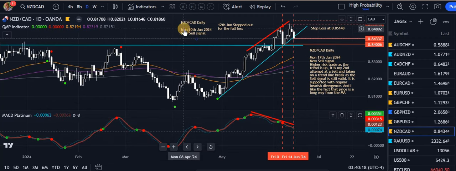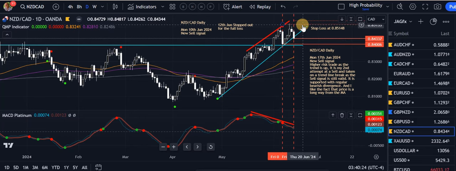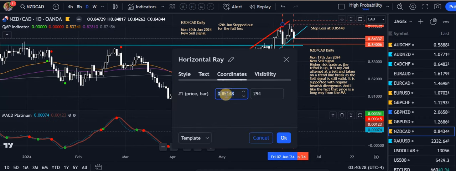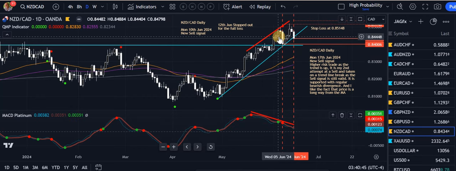Took a sell 10th of June, had the stop in place, just spiked through. Look, where's my stop? That was it. What was that at? 85148. Look at the high there. So look over here for the high. 85190. So 4.2 pips, whatever that is. Stopped out. This is a daily time frame.